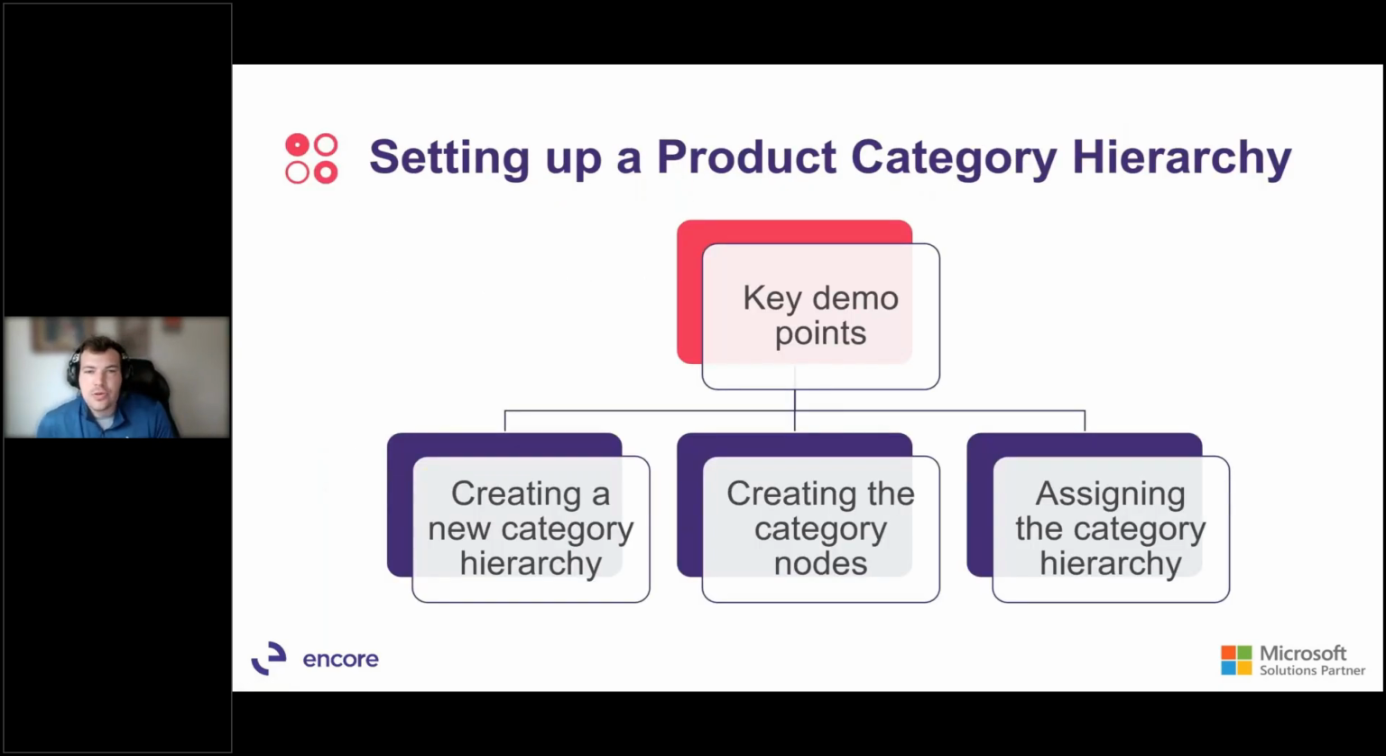All right, so we're going to jump right into a demo, and we're going to start by setting up a product category hierarchy. Just some key things to pay attention to in this demo are creating that new category hierarchy, creating the category nodes inside of that category hierarchy, and then assigning the category hierarchy to an assignment type. So I'm going to jump right into my demo environment here.